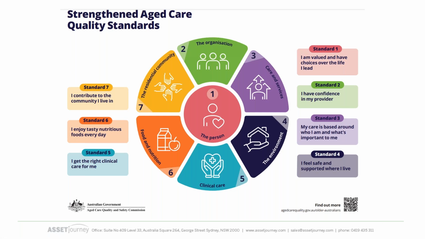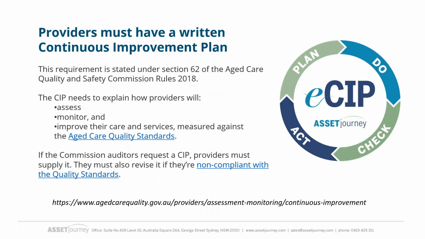And one of the very important parts of the standards, a part of the Aged Care Quality and Safety Commission, is that providers must have a written continuous improvement plan. This is a requirement under the Aged Care Commission rules. And as you dig into it, it actually ends up being quite a bit more than just that Word document template we were looking at a few minutes ago, where you just fill in those boxes. It's actually much more complicated and thorough.